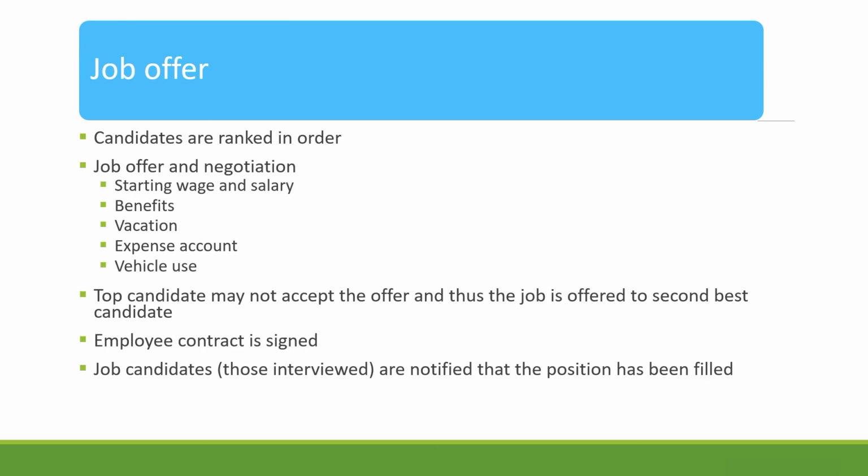But this offer has the hourly wage or salary, and any benefits are outlined: vacation, expense accounts or vehicle use, all the different things. And you then offer the job. But the top candidate may not accept the offer, and then the job is offered to the second best candidate. It goes down the list. Eventually an employee contract is signed, and usually the job candidates, usually just the people you interviewed, are notified that the position has been filled. So now you have a new employee.